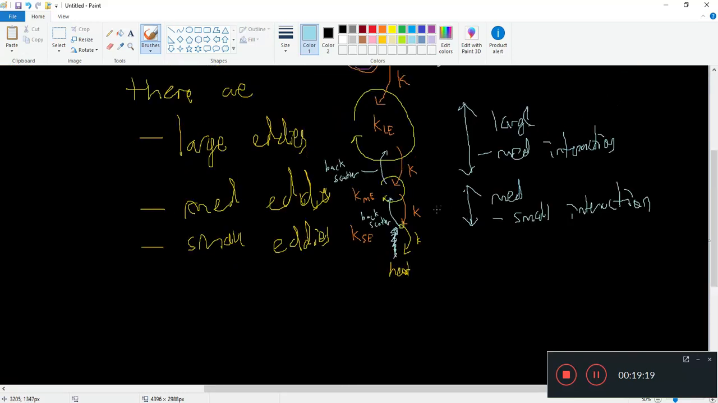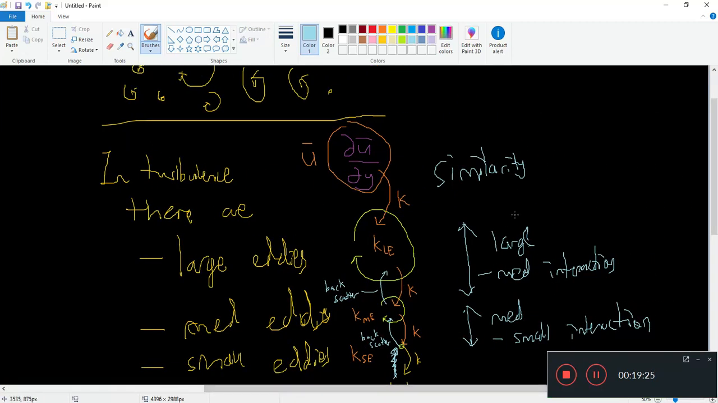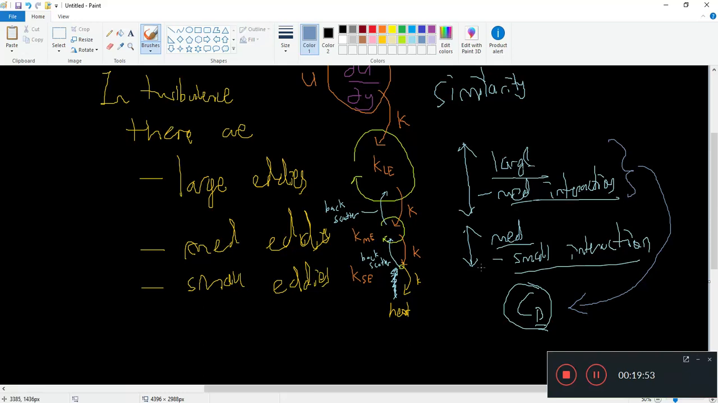And the idea is to use this similarity of the large and medium interaction to guess the coefficient, the dynamic coefficient. So now we will use the subscript D to denote a dynamic coefficient. We take inspiration from the large medium interaction to generate a dynamic coefficient for the medium small interaction. Now this is what is known in the LES community as the dynamic model.